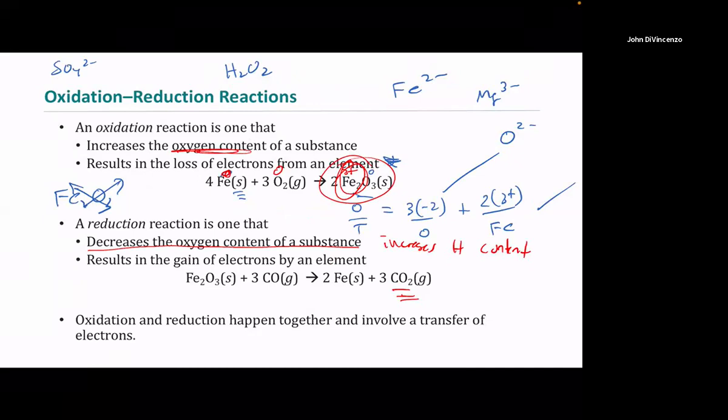Some people get confused by this term. I've had that question before. Dr. D, why do they call it reduction? It's gaining electrons. Gain a reduction? It's a reduction in the oxidation number. That's where that word comes from. We're talking about the oxidation number. So it's a reduction in the oxidation number.